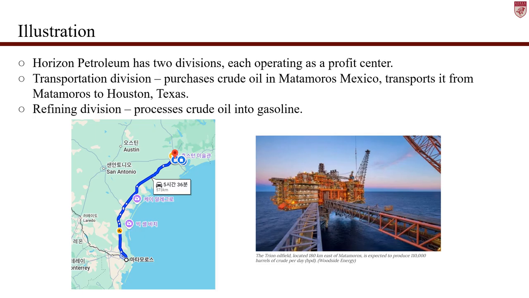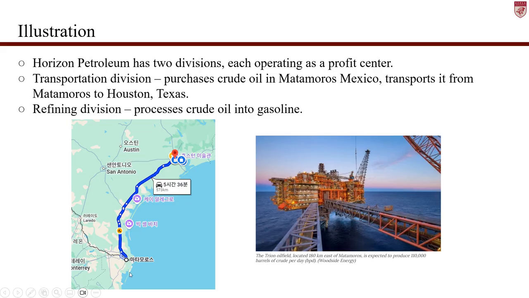In order to look at each case of market, cost-based, and hybrid prices, we're going to use an example of a hypothetical company called Horizon Petroleum. Horizon Petroleum is a refinery where they have two divisions. One is the transportation division and the other is the refining division. Basically, the transportation division gets crude oil from an external supplier of crude oil in Matamoros, Mexico, which is south of Houston, Texas, as you can see from the map below.